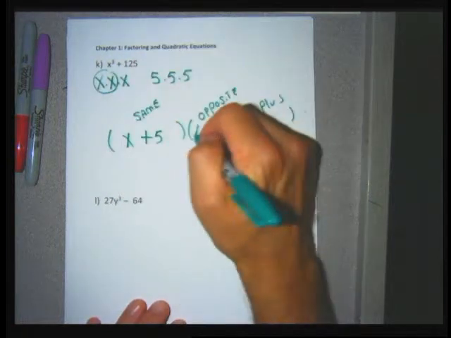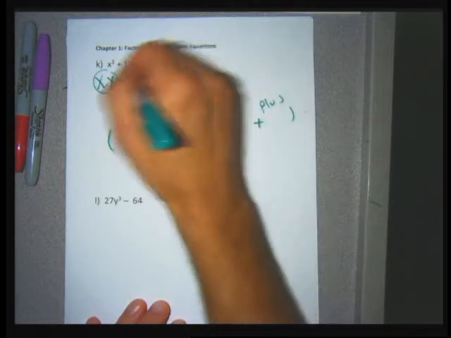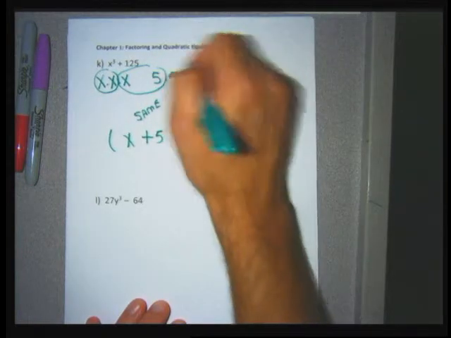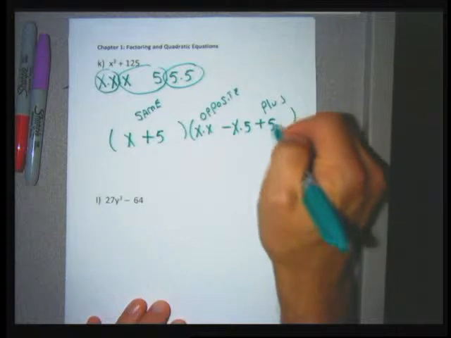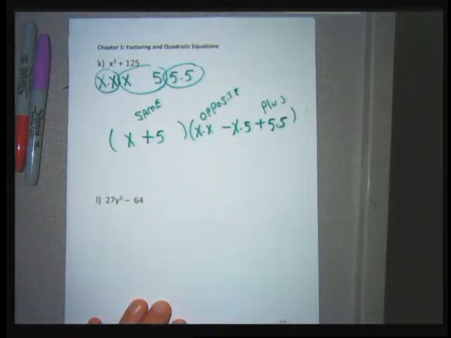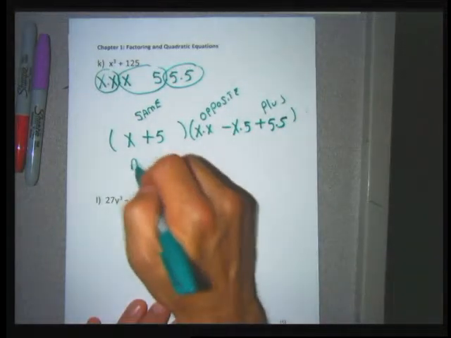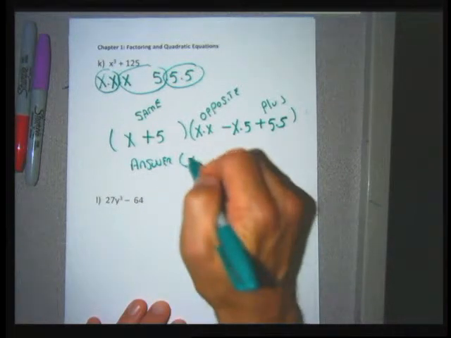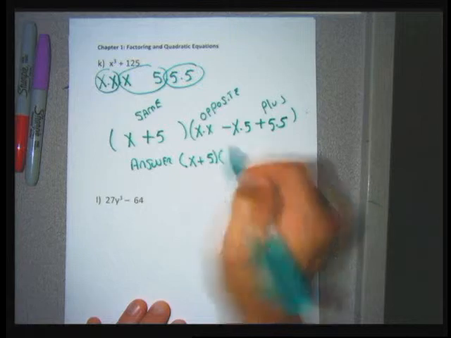First pair is x times x. Second pair is x times 5. Third pair is 5 times 5. Multiply those out, and I have my answer. First parentheses is just going to stay x plus 5. Second parentheses is always prime, so I don't have to worry about trying to factor it.